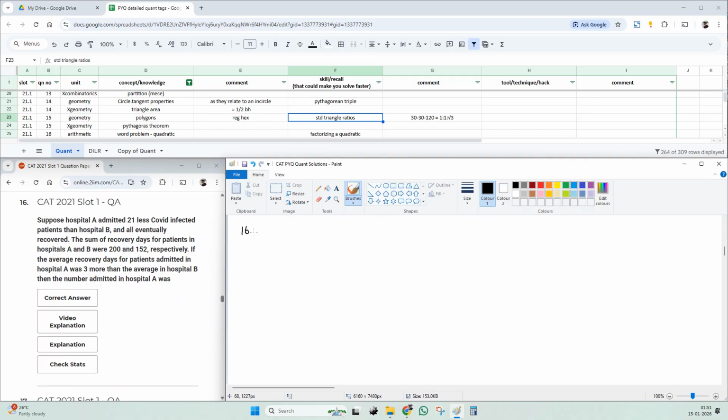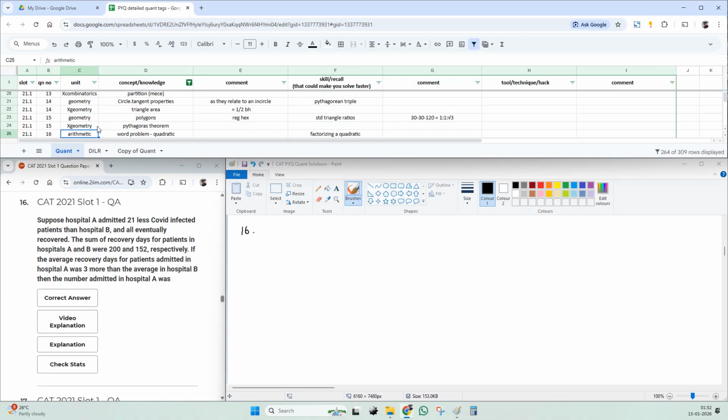Question 16. Suppose hospital A admitted 21 fewer COVID infected patients than hospital B, and all eventually recovered. The sum of recovery days for patients in hospitals A and B were 200 and 152 respectively. If the average recovery days for patients admitted in hospital A was 3 more than the average in hospital B, then the number admitted in hospital A was how many?